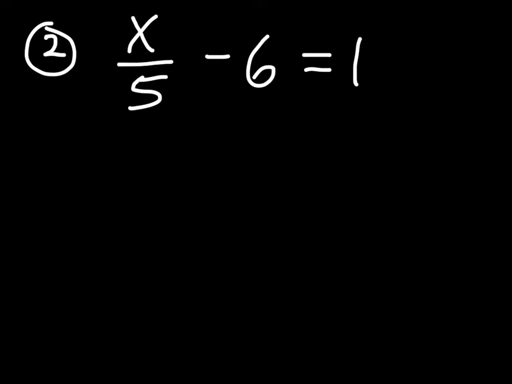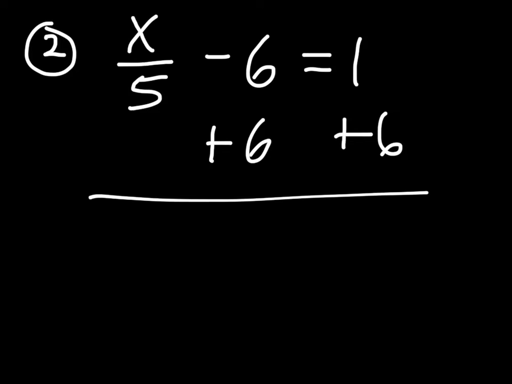Okay, number 2 has x divided by 5 minus 6 equals 1. Okay, now on this one, we want to do our adding and subtracting first, because that's kind of farthest away from our x. So we see this negative 6, so I want to add 6 over to both sides. This way our negative and positive 6 will cancel, and on my right side I'm just left with 7. 1 plus 6 is 7.